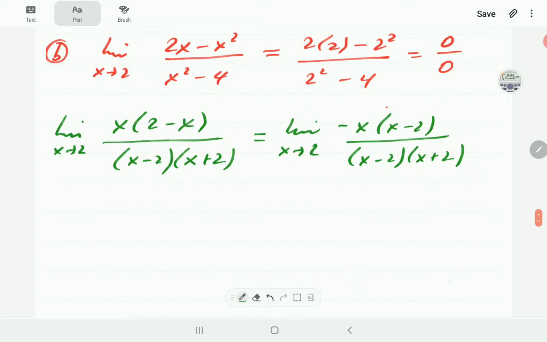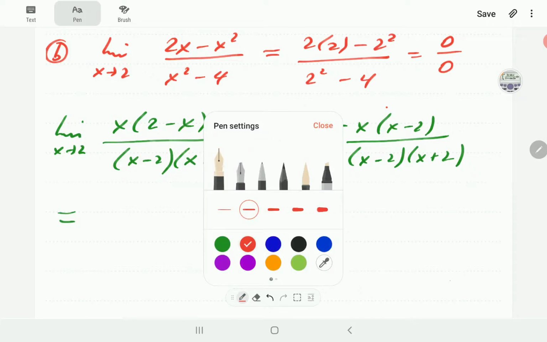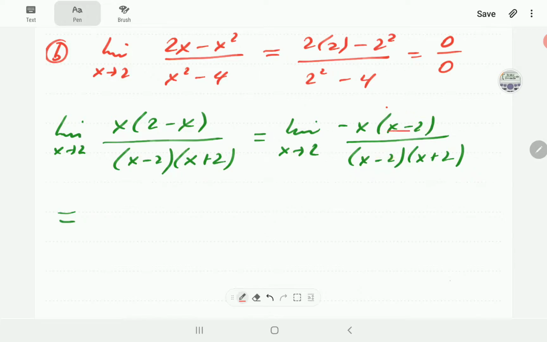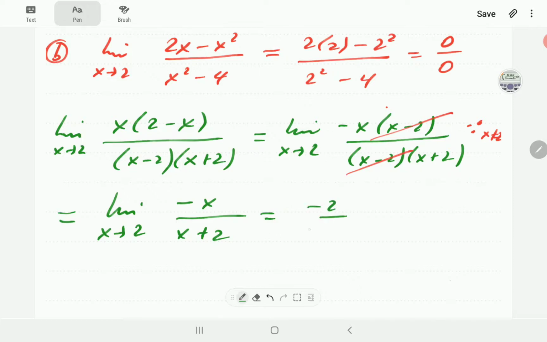Now, however, we don't divide by a 0 quantity. But in this case, since we're doing the limit as x approaches 2, that means x is not equal to 2. If x is not equal to 2, this is non-zero. So this we can cancel out because x is not equal to 2. So then this is equal to the limit as x goes to 2 of negative x over x plus 2. Then after cancelling out the common factor, we can now do direct substitution. So this is going to give us minus 1 over 2.